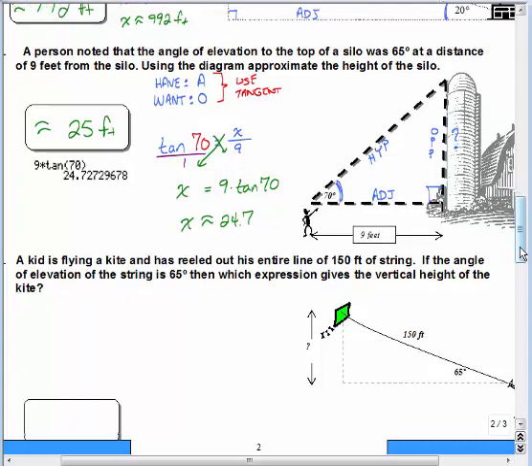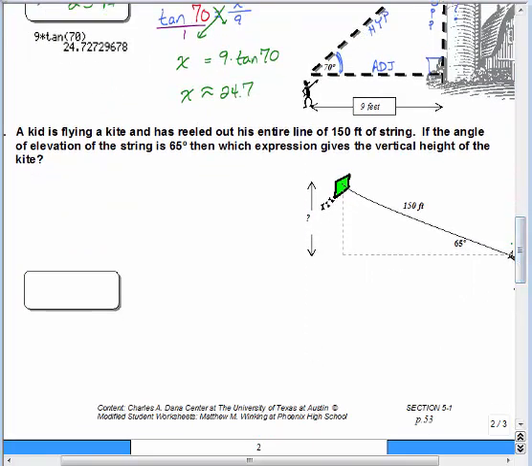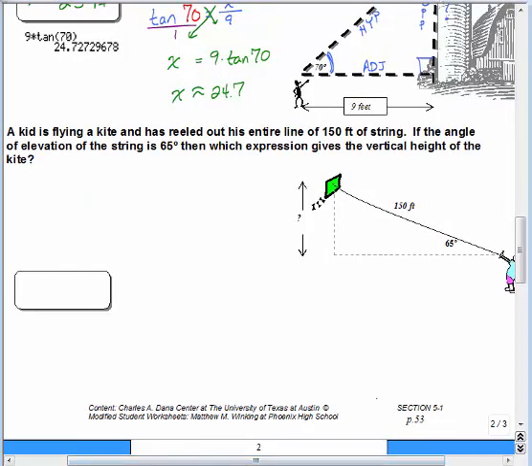All right, it says a kid is flying a kite and has reeled out the entire line of 150 feet of string showing. If the angle of elevation of the string is 65 degrees, then which expression gives the vertical height of the kite? So they didn't really say which expression, we're going to find it. All right, so again, our angle of reference is 65 right here. The side furthest away from that's opposite. You can kind of see the right angle right here, so the side not touching the right angle is called hypotenuse, and that leaves this side to be adjacent.